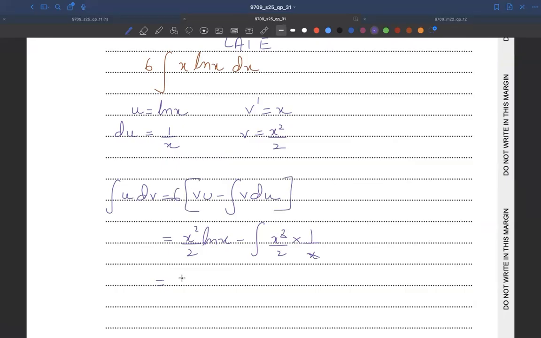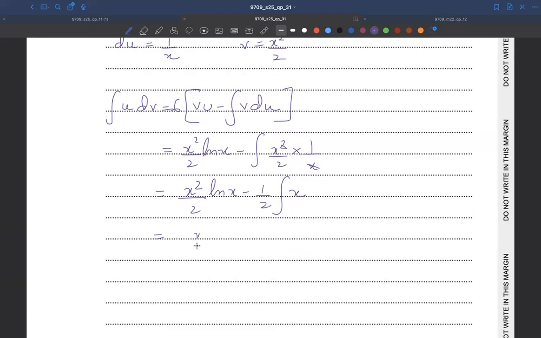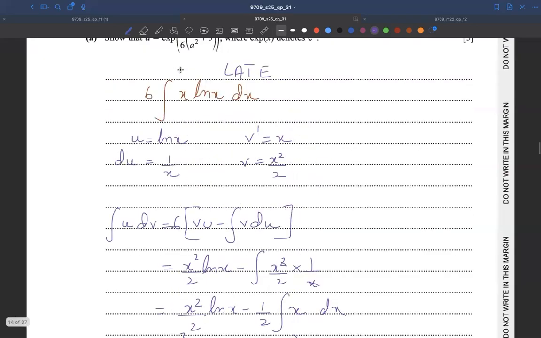So we'll get x squared upon 2 ln of x minus 1 upon 2 integral of x. And integrating x, we'll get x squared upon 2 ln of x minus x squared upon 2 again. When we integrate x, we get x squared upon 4. And then we multiply the whole expression by 6. So we'll get 3x squared ln of x minus, and then 6 into 6 upon 4 would be 3 upon 2 x squared. And now we'll substitute the limits a and 1 and then put it equal to 4.